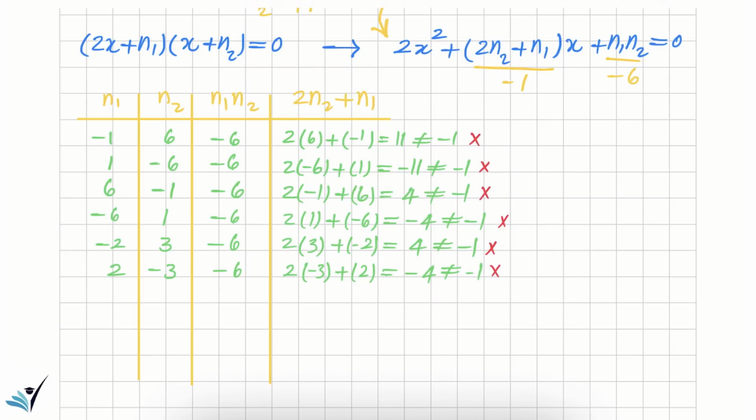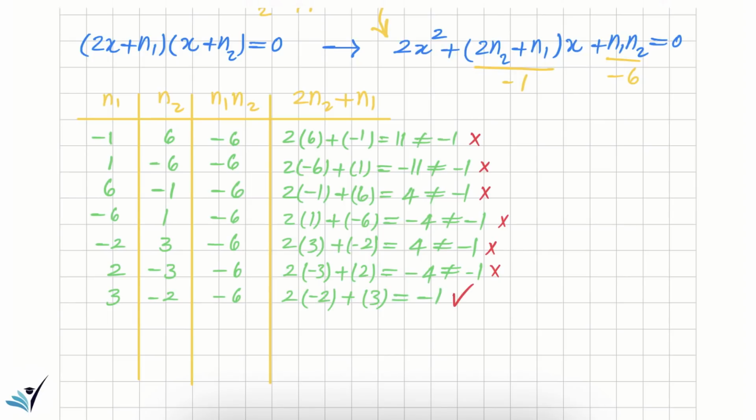Let's try 3 and negative 2. Multiplication is negative 6. 2 times negative 2 plus 3 is equal to negative 1.